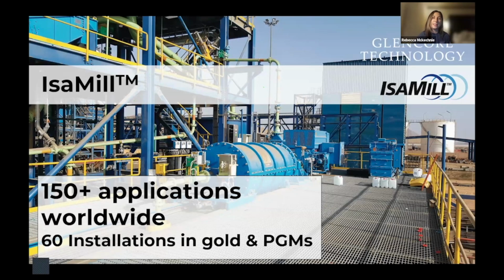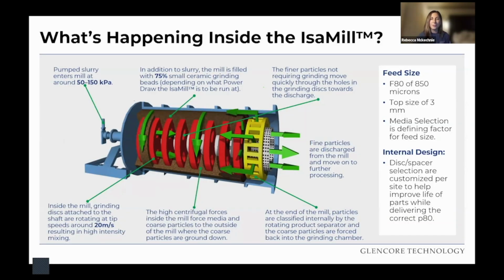So the isomill is our horizontal stirred mill that provides efficiency in fine and ultra-fine grinding, quite well established. We've got more than 150 installations around the world, and 60 of those specifically are in gold and PGM operations. So how does the isomill work?